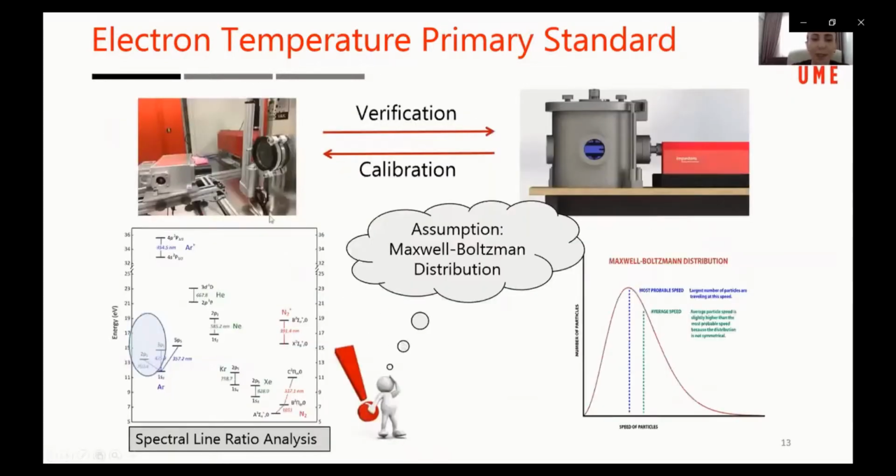But before showing the primary results, I told you that we also have an optical emission spectrometer, and electron temperature can be determined with this one also. But this won't be a primary realization method because, as I told you, there's an assumption in this method. Maxwell-Boltzmann distribution is assumed in this measurement. So this can only be used as a verification of what we get by using a Langmuir probe. And also by using this system, we can calibrate the optical emission spectrometers. In optical emission spectrometers, we use spectral line ratio analysis. In the Langmuir probe, we use IV curves.